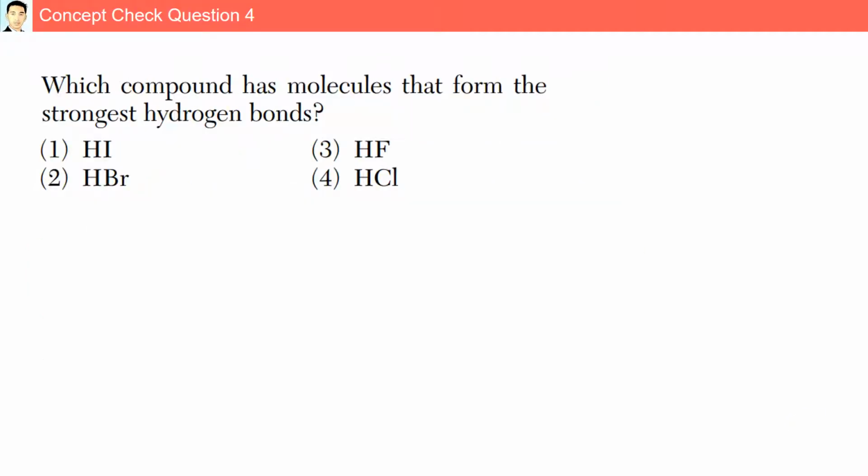Question 4. Which compound has molecules that form the strongest hydrogen bonds? HF. Fluorine is the most electronegative element, therefore it will have the greatest attraction for the electrons shared between H and F, making it very polar, and it would engage in hydrogen bonding.